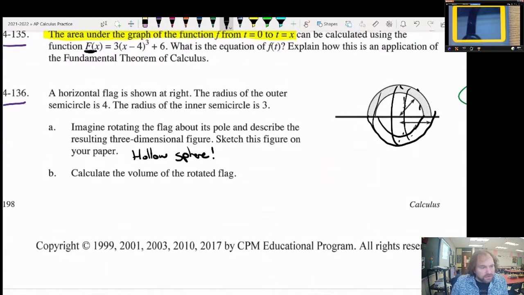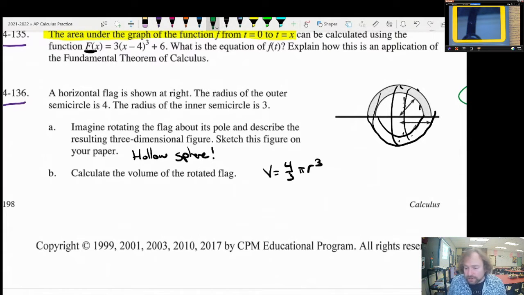As far as the volume for a sphere goes, I'm going to Google it really quick to make sure I don't mess it up. Volume of a sphere is, I'm pretty sure it's 4/3 pi r cubed. I am correct. Volume of a sphere is 4/3 pi r cubed. You will be given formulas like that on your AP test. You're not expected to memorize them.